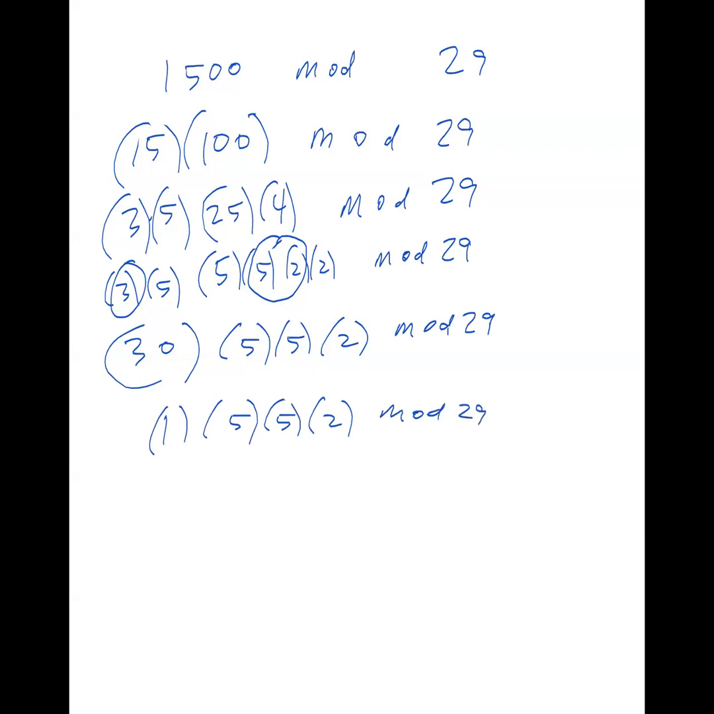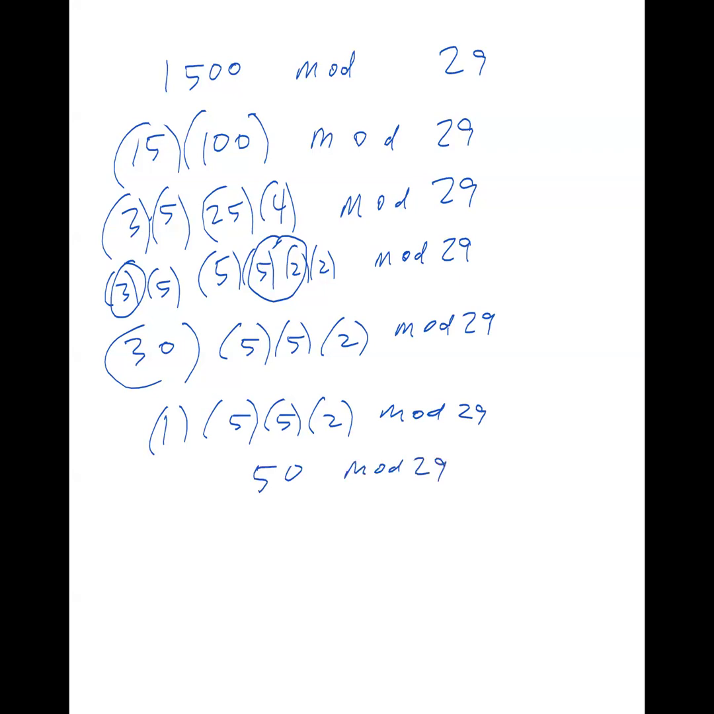Now, 5 times 5 is 25, which is less than 29. And 5 times 2 is 10, which is less than 29. So there's no way of reducing the rest of it. So the rest of it we just have to figure out the hard way. So what is 5 times 5 times 2? 50, correct. So what is 50 mod 29?